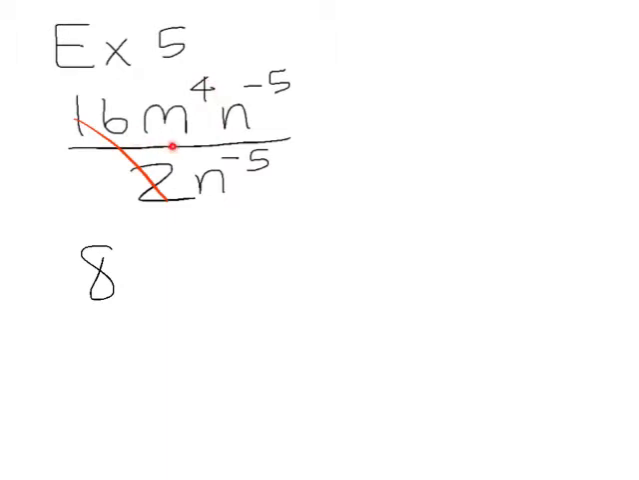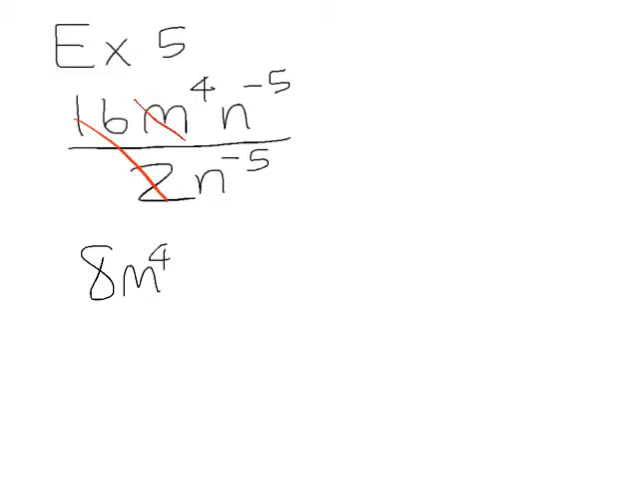M to the 4th. We're looking for anything else that might have an m in it that we can use our rules of exponents with, and I'm looking around and I don't see anything else with an m in it. So we're just going to come over here and right next to this 8, we're going to write m to the 4th. So m's are done. So this guy's done.